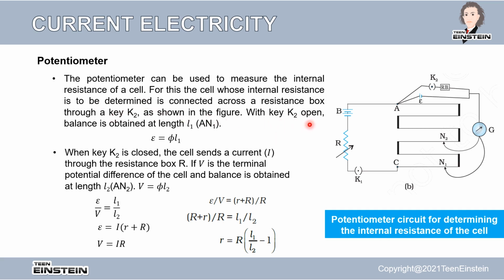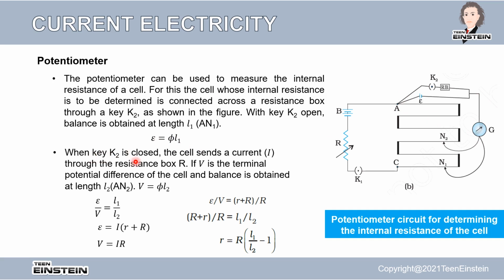With key K2 open, balance is obtained at length L1. So let's remove this key 2. This is open, so there is no current flowing through this circuit. Then we have this loop AN1G epsilon A. If you look at this, you have this equation: since Ig equals 0, epsilon equals phi into L1.